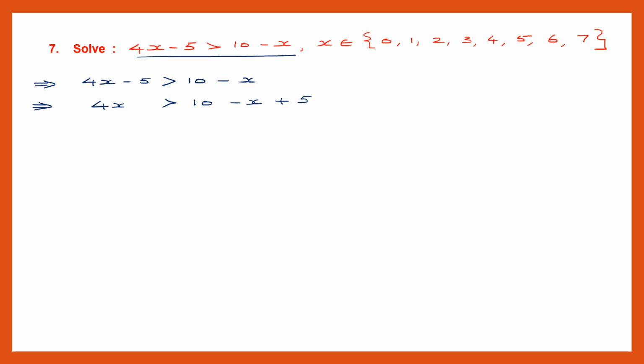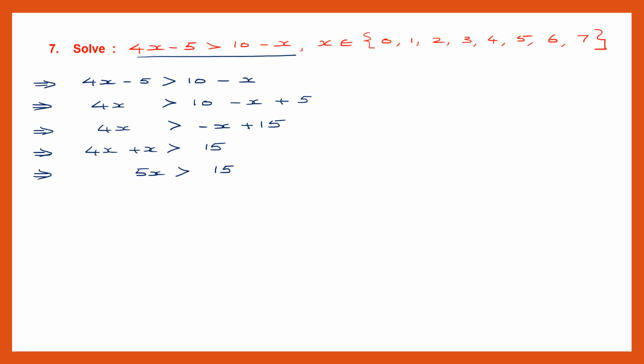You transpose the 5 to the other side. So here we get 4x is greater than minus x plus 15. So let's transpose the x to this side. So it becomes 4x plus x is greater than 15. So now we have 5x is greater than 15.